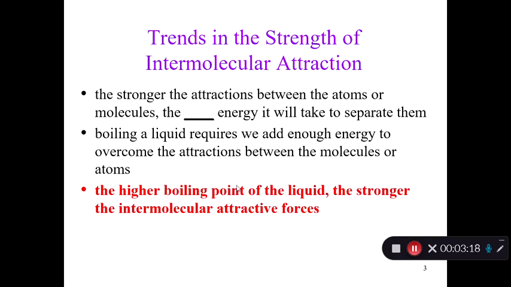As you see here, if we have a stronger attraction between atoms or molecules in general, we are going to use more energy to separate them. As long as we have strong intermolecular forces, or strong bonds, we use much more energy to separate them. So I'm going to go back and say we focus on IMF, intermolecular forces.